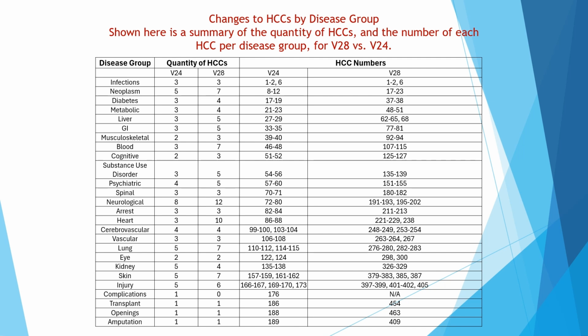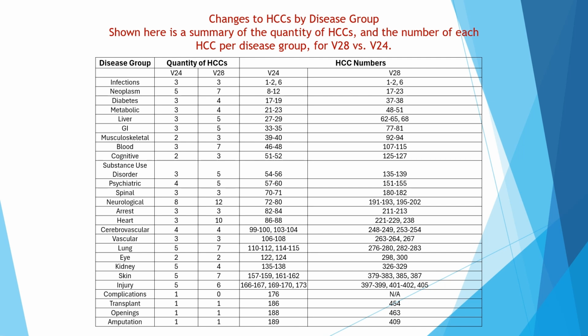Psychiatric, quantity of HCCs for V24 is 4 while V28 is 5. HCC numbers for V24 is 57 to 60 and V28 is 151 to 155. Spinal, quantity of HCCs for V24 is 3 while V28 is 3. HCC numbers for V24 is 70 to 71 and V28 is 180 to 182.